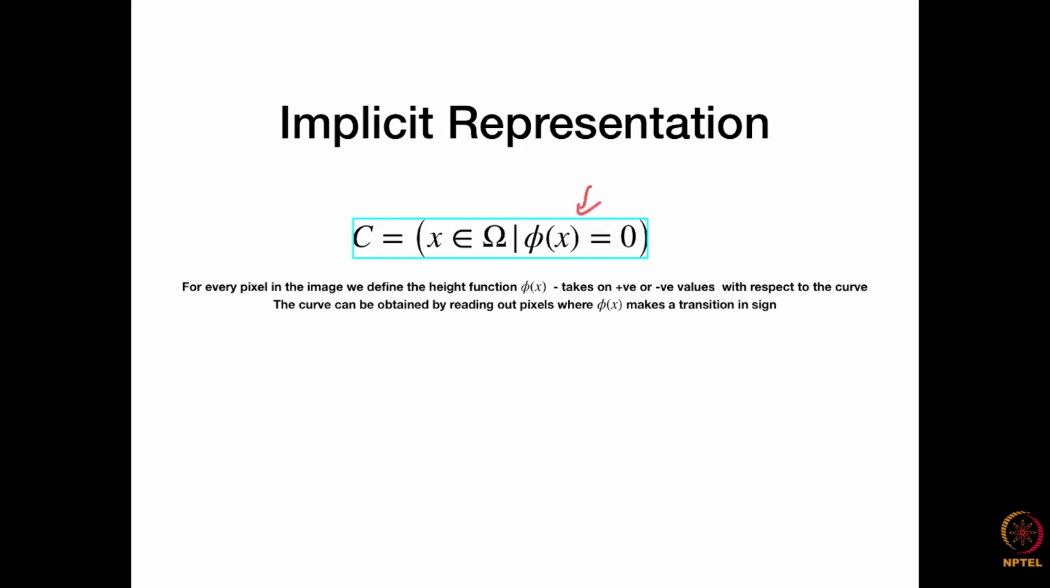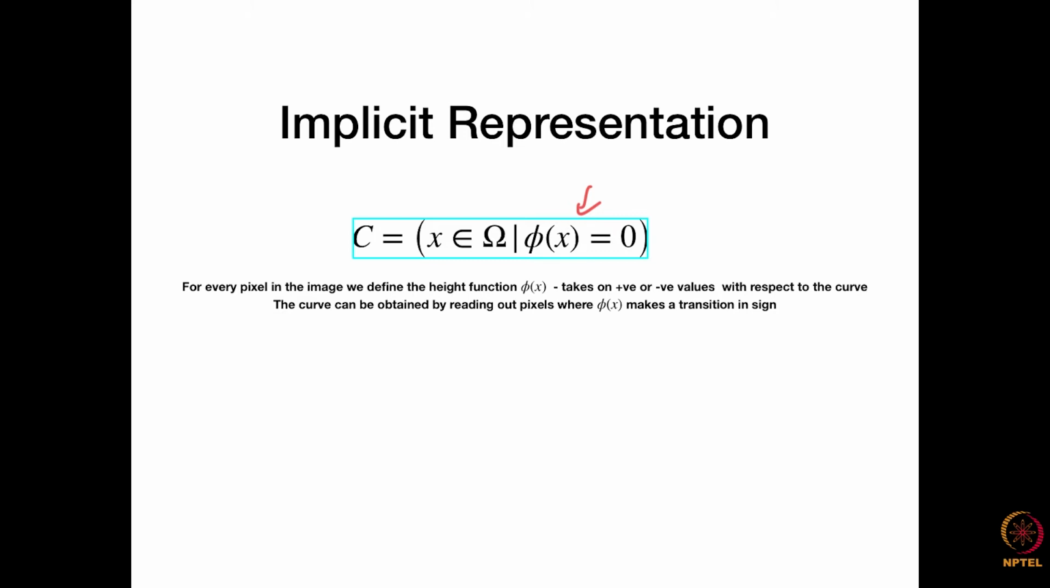That's what this means. For every pixel in the image, we define the height function phi of x. So phi of x will be the same size as the image once we discretize this. Of course, here we are always talking in the continuous picture, but in the real world, when we solve the problem, the image is discretized. So phi of x will also be discretized, and for every x, phi will take on a value, which we'll call the height function. It will take on positive or negative values with respect to the curve.